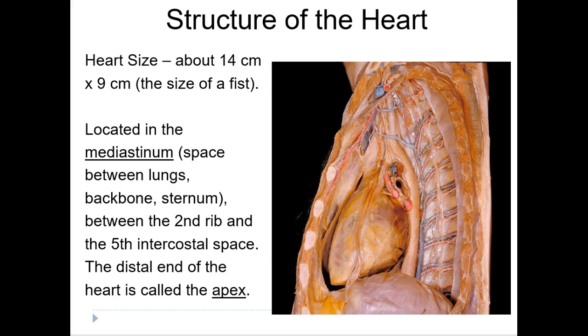So you could see where the heart would normally sit in a cadaver, and you could see that a couple things are going on. It's located between the second rib and the fifth intercostal space, and the heart normally sits in a sac, and that's why you see this empty space, and this would be filled with a liquid. That liquid is designed so that when the heart pumps, the heart doesn't have friction and there's nothing really in the way.